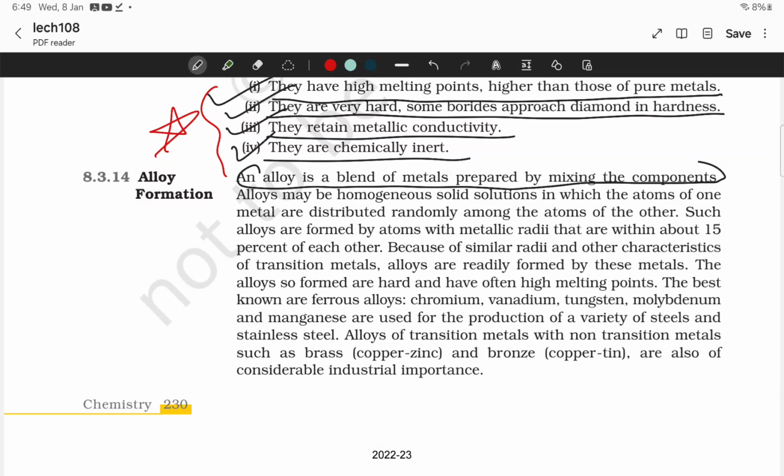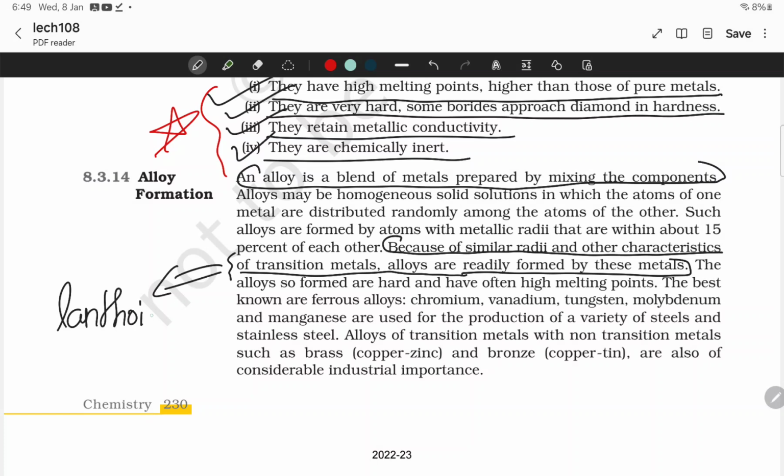Why do they form alloys? They form alloys because of similar radii and other characteristics of transition metals. Alloys are readily formed because of what? One reason is lanthanoid contraction. That's the reason they have the same properties and one of the reasons they have similar size. Okay. They are hard and often have high melting points.